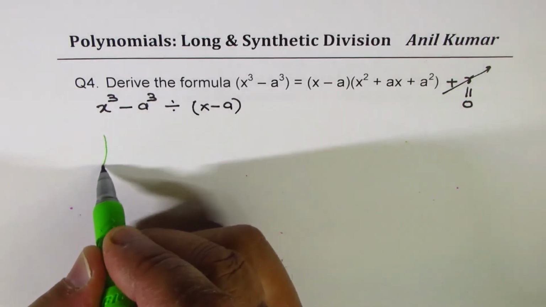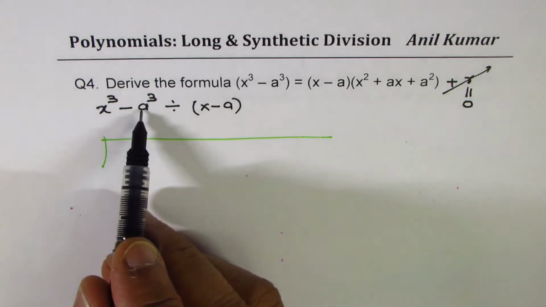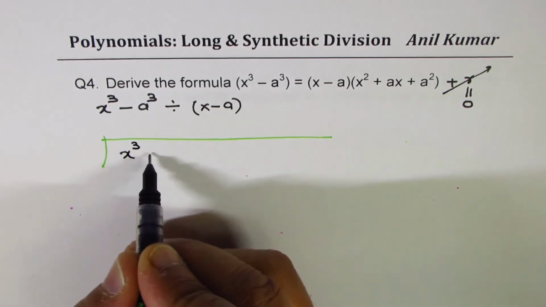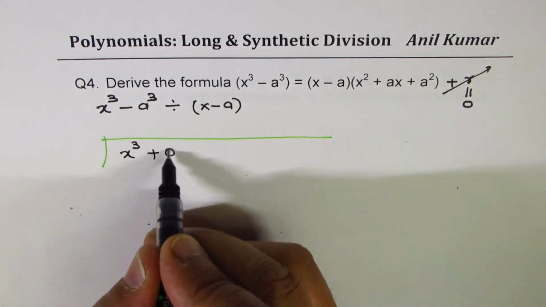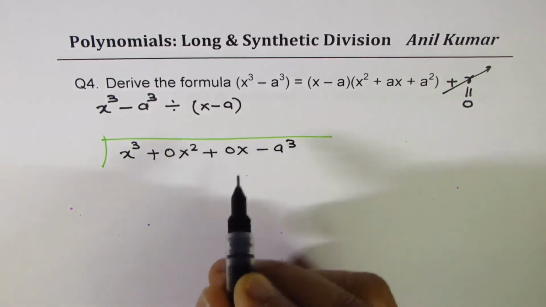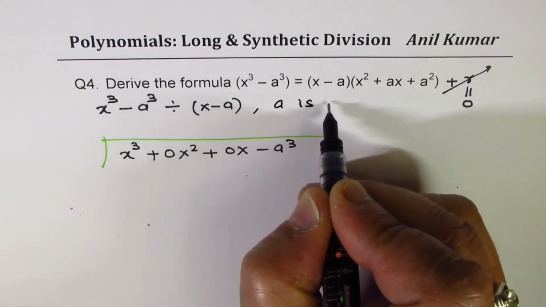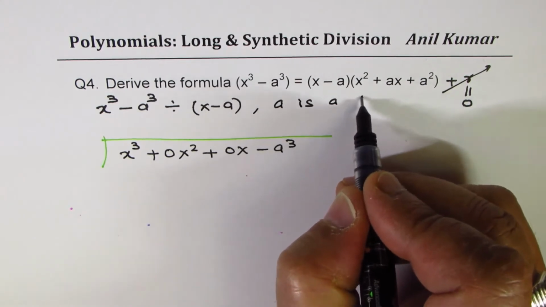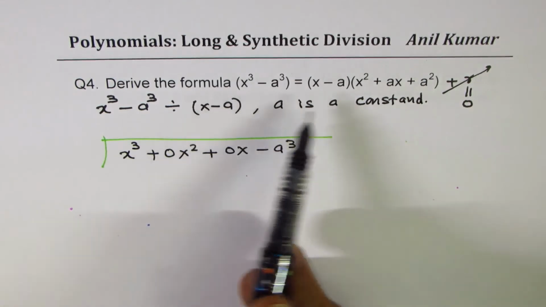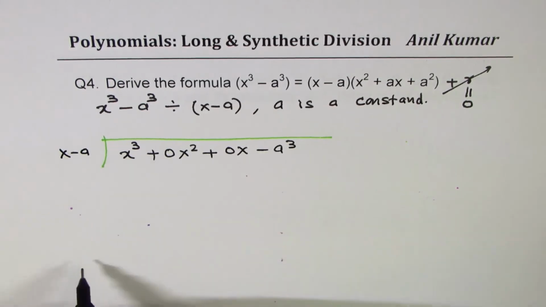That's what we are going to do. So let me do long division, right? Now, in x cubed minus a cubed, 2 terms are missing here. Those 2 terms will be replaced by placeholders. So we get 0x squared plus 0x minus a cubed. So remember, a is a constant. A is a real number. So we are only working with one-variable equations. And the divisor here is x minus a.